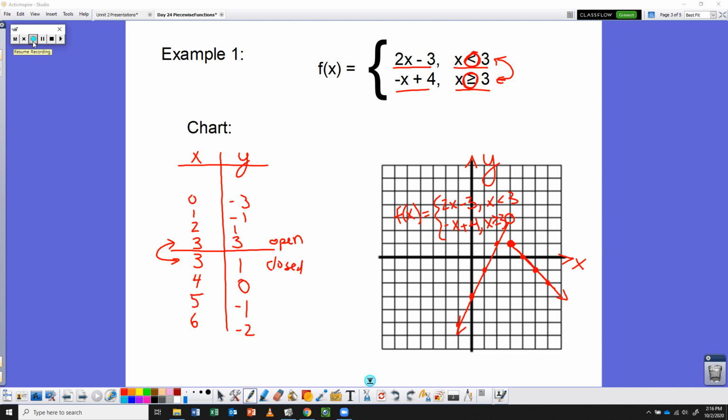Now we are going to practice tomorrow some more with making graphs of piecewise functions. This example only had 2 parts. We may see piecewise functions that have more than 2 parts, maybe 3 or 4. And so we'll do a little bit more practice with that tomorrow. But for today, that's all we're going to do with graphing piecewise functions.